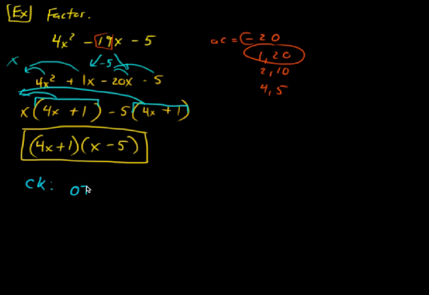So let's see, I'm going to just check the OI from FOIL. So let's check the OI. So 4x times negative 5 is negative 20x. 1 times x is 1x. And if I combine those, that's negative 19x, which does in fact match my original B term. So it seems to check out.